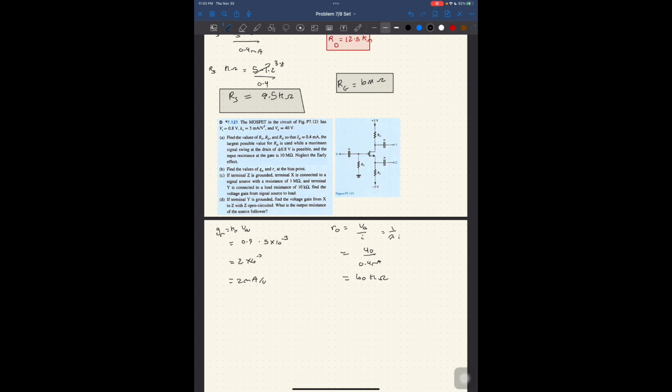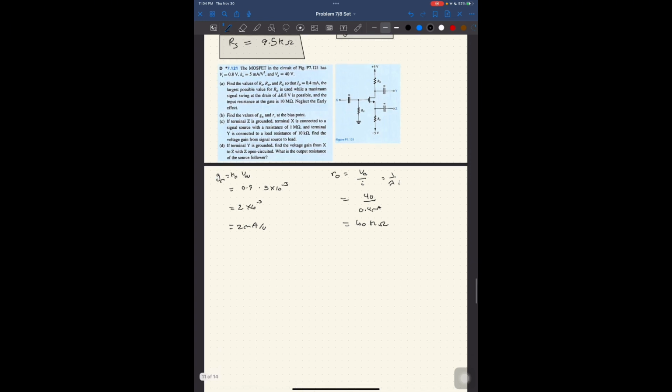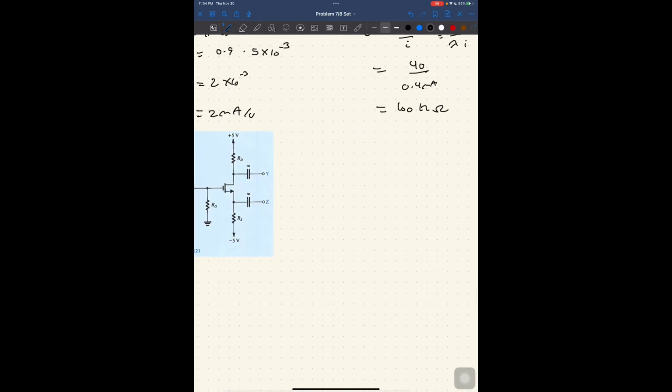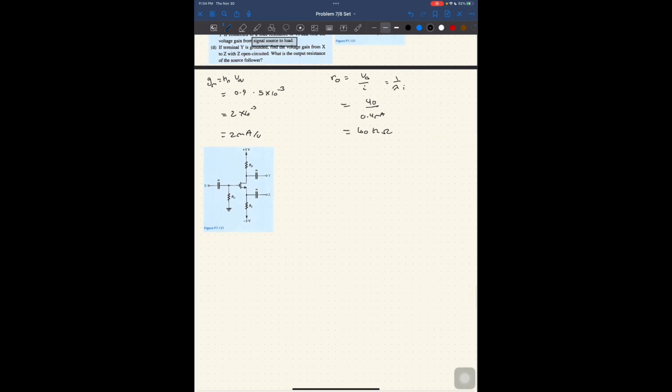That's B. C. If the terminal Z is grounded, terminal X is connected to a signal source with a resistance of 1 megohm, and terminal Y is connected to a load resistance of 10 kiloohms, find the voltage gain from signal source to load. From signal source to load. Okay, so we'll proceed very cautiously, and the first thing I'm going to do is, we drew a T model for the last one, so let's switch over to pi model now. We have the drain, the gate, the source.